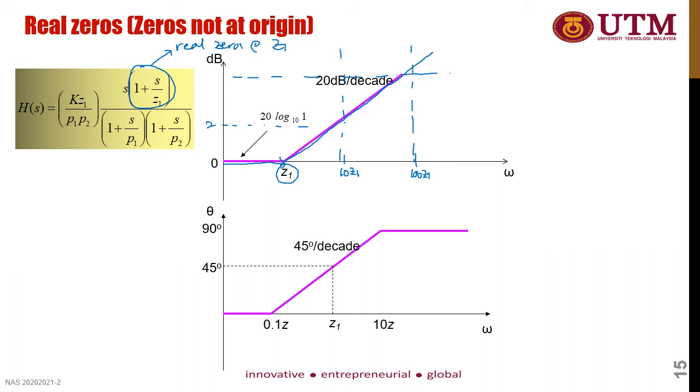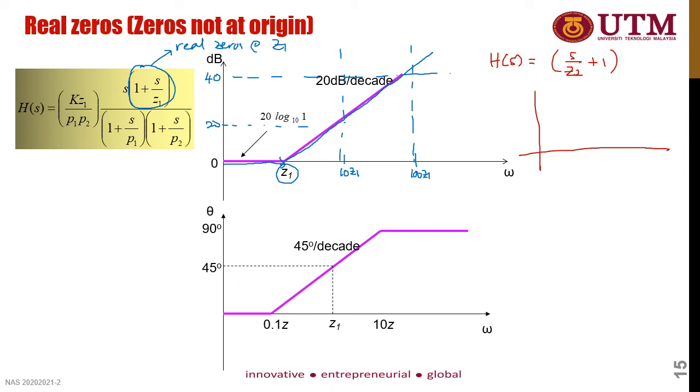So here is 20 dB, here is 40 dB, and so on. This is for the magnitude plot of real zeros at Z1. If you have another zero at Z2, for example, you will have a separate plot. For example, if you have H(s) equals s over Z2 plus 1, you know you have a zero at Z2, so plot another one.